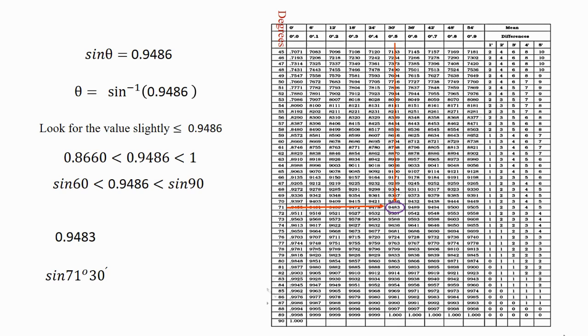But my required value will be complete when I add 3 to the value 0.9483, which gives me the required value as 0.9486. So I have to choose 3 in the minute part. Here under 3 minutes, I can observe the difference of 3 along the same 71 degree row. So I mention 3 minutes over here that I add to sine 71 degree 30 minutes. That gives me the required angle sine 71 degree 33 minutes.